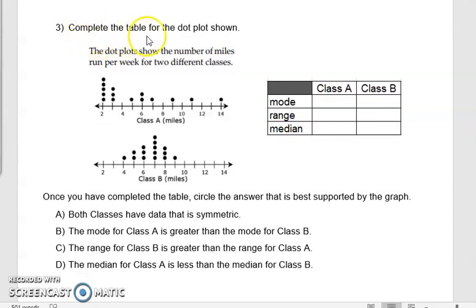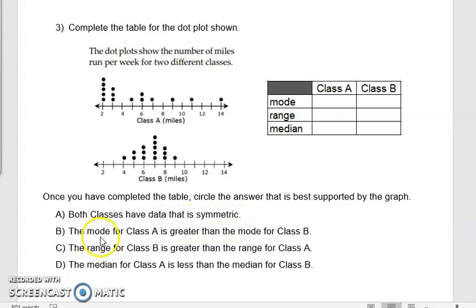Number 3, complete the table for the dot plot shown. The dot plots show the number of miles run per week for 2 different classes. We have Class A and Class B, mode, range, and median. Once you have completed the table, circle the answer that is best supported or true by the graph. Both classes have data that is symmetric.